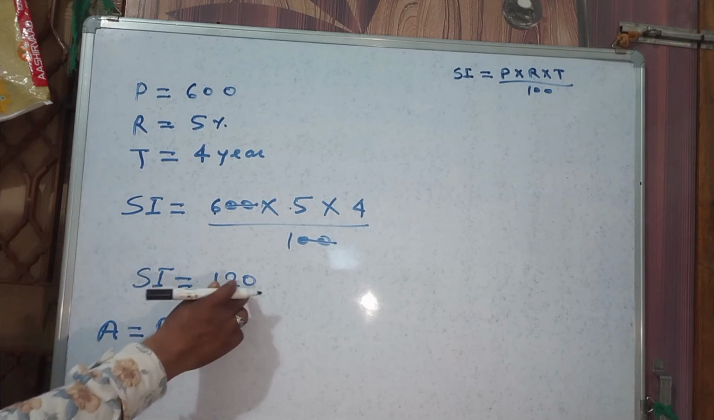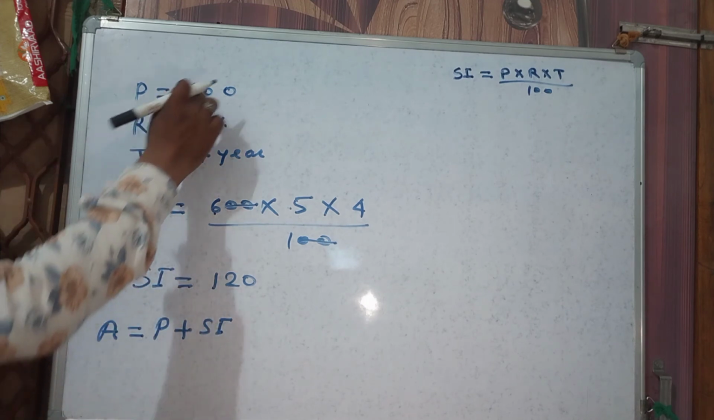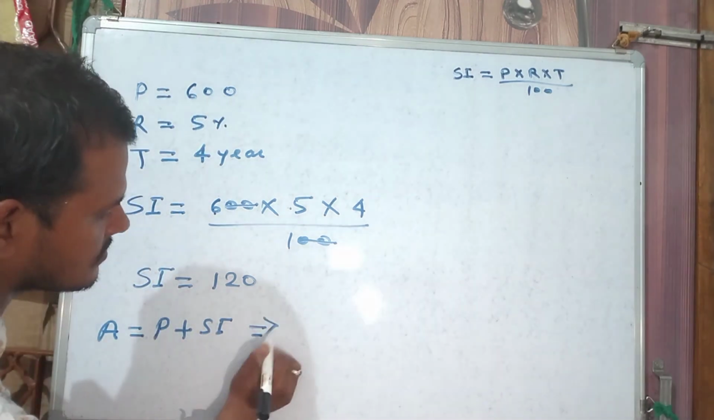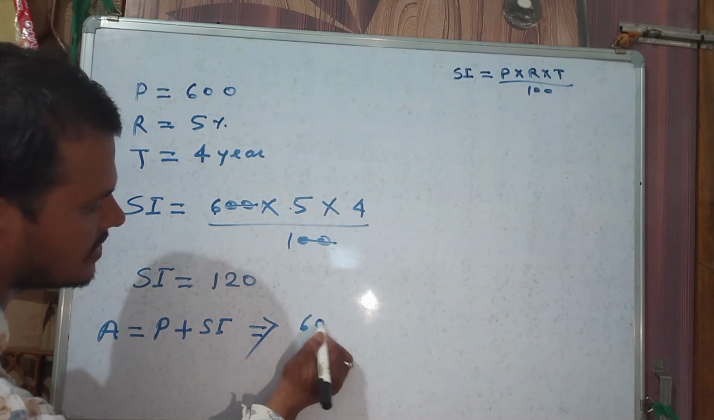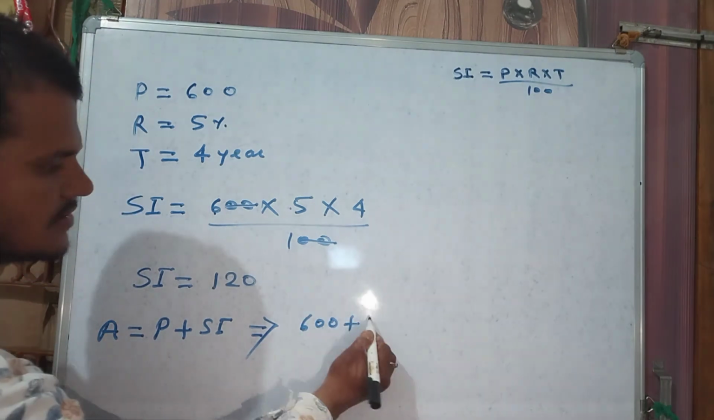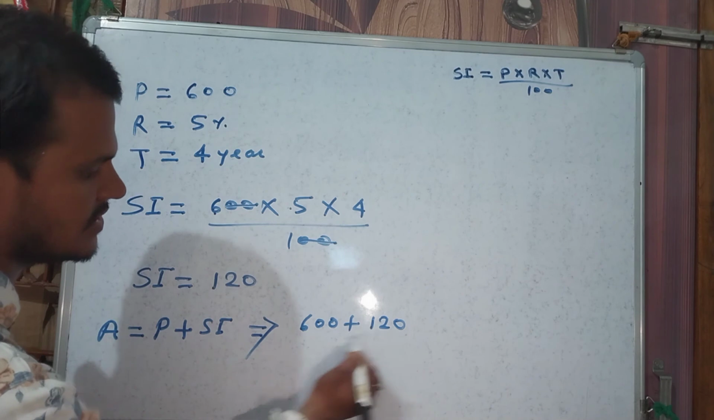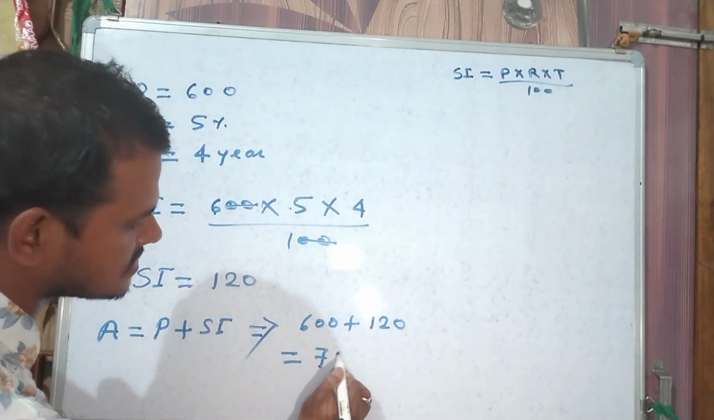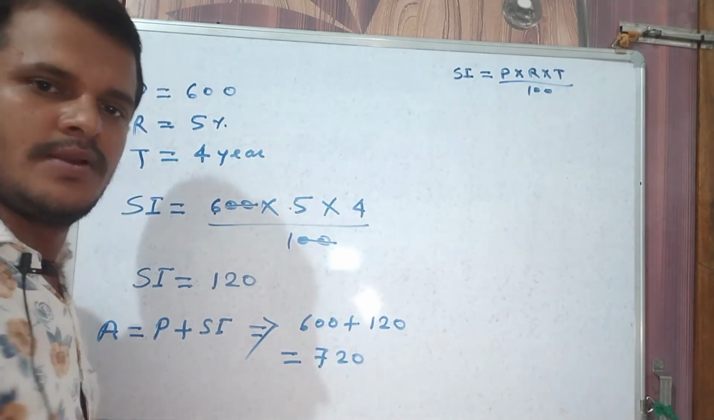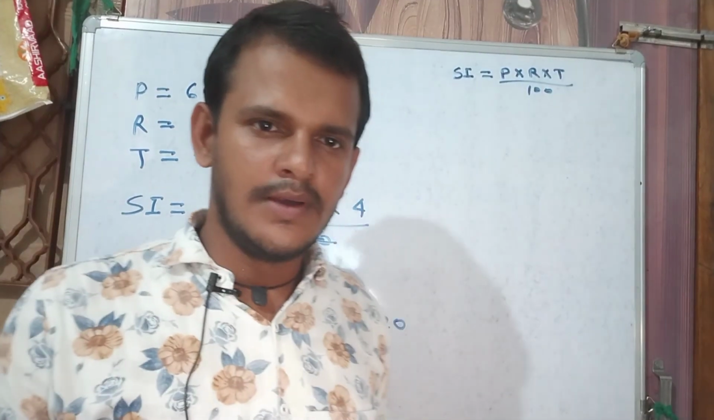If they ask what the amount will be, it is P plus simple interest. Simple interest is 120 and principal is 600. So 600 plus simple interest 120, the total will be 720.